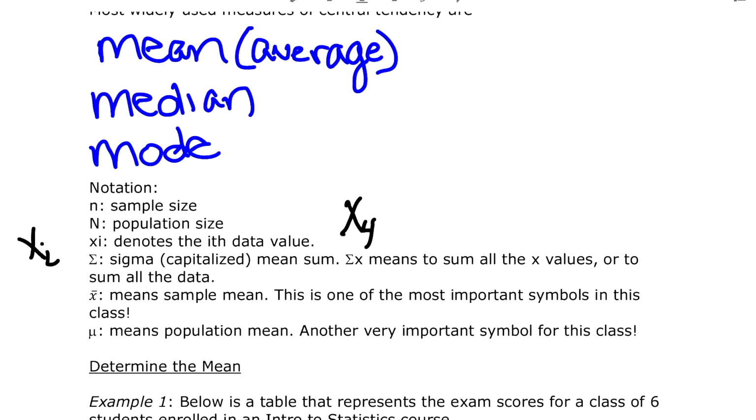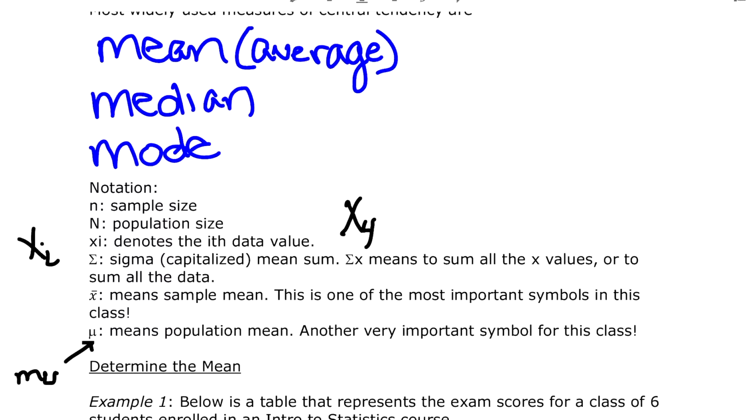This next one is an X with a bar over it. That's the notation for the sample mean. This is going to be a very important symbol. We're going to see it a lot in this class. And then finally, the last one here is a funky looking M, or a funky looking U. This is another Greek symbol. It is mu, and that means the population mean.